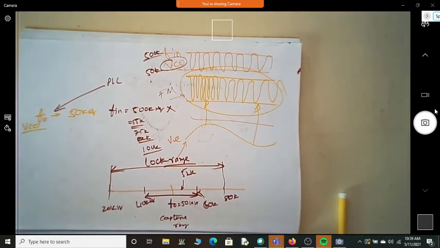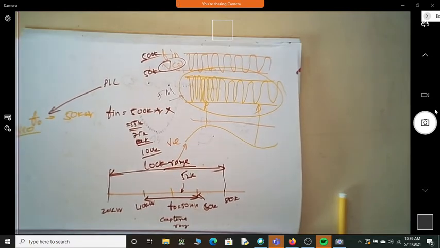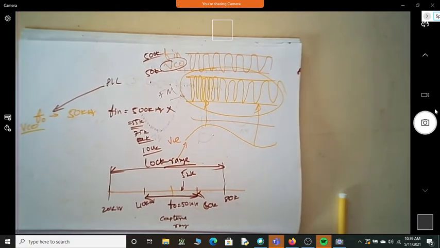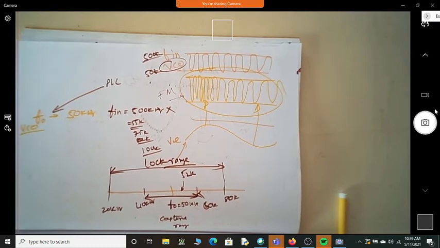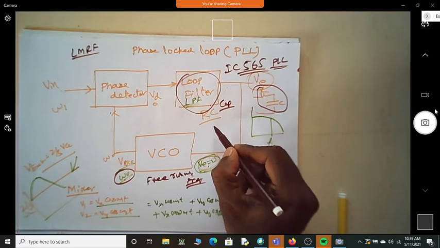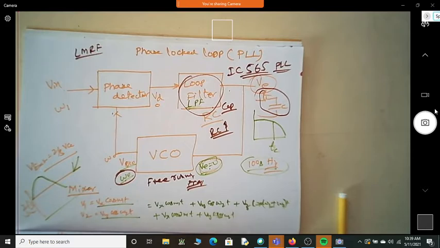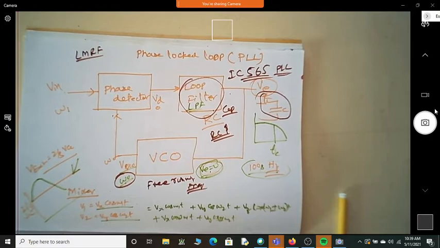So we have three important things: free running frequency, capture range, lock range, error signal, loop filter, and we have something called the loop filter time constant. If the time constant RC is too large, what does it mean? It takes longer to capture the signal, which is not good. It should quickly capture it.